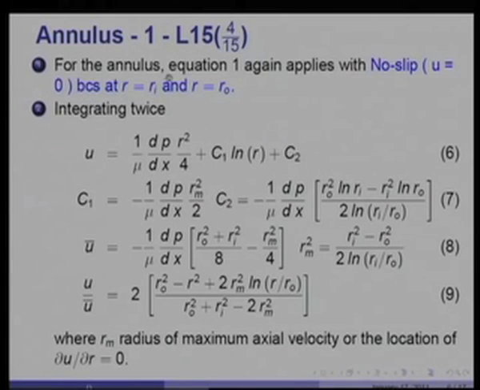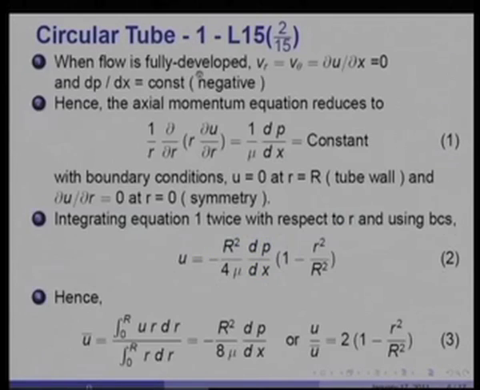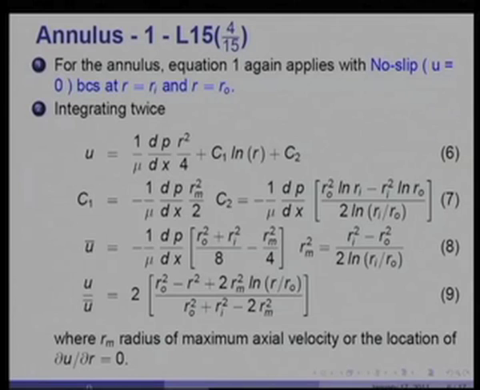For the fully developed flow in an annulus, equation 1 will again remain as it is, that is, no difference there, because again Vr and V theta are 0 and the axial derivative of velocity is 0. But the boundary conditions now will be u equal to 0 at r equal to the inner radius and u equal to 0 at r equal to the outer radius. And that is what is mentioned here, the no slip boundary conditions at r equal to ri and r equal to ro. If I integrate equation 1 twice, I would get 2 constants of integration, C1 and C2, and applying these boundary conditions would give me C1 equal to that, C2 equal to that. Integrating this equation to evaluate u bar, the average velocity, gives me that expression.